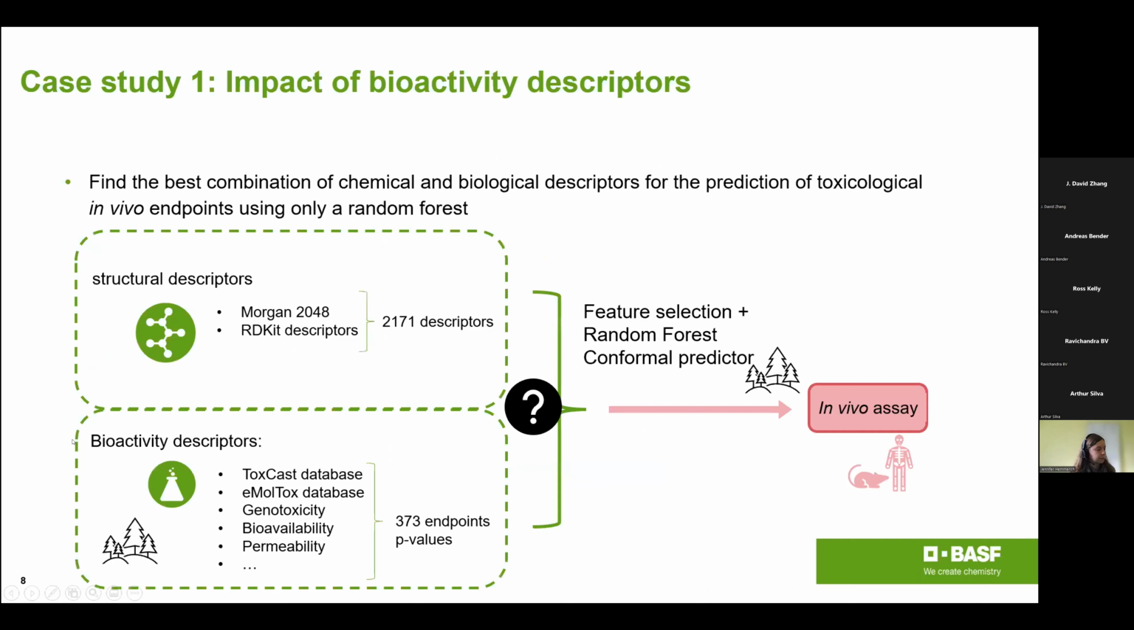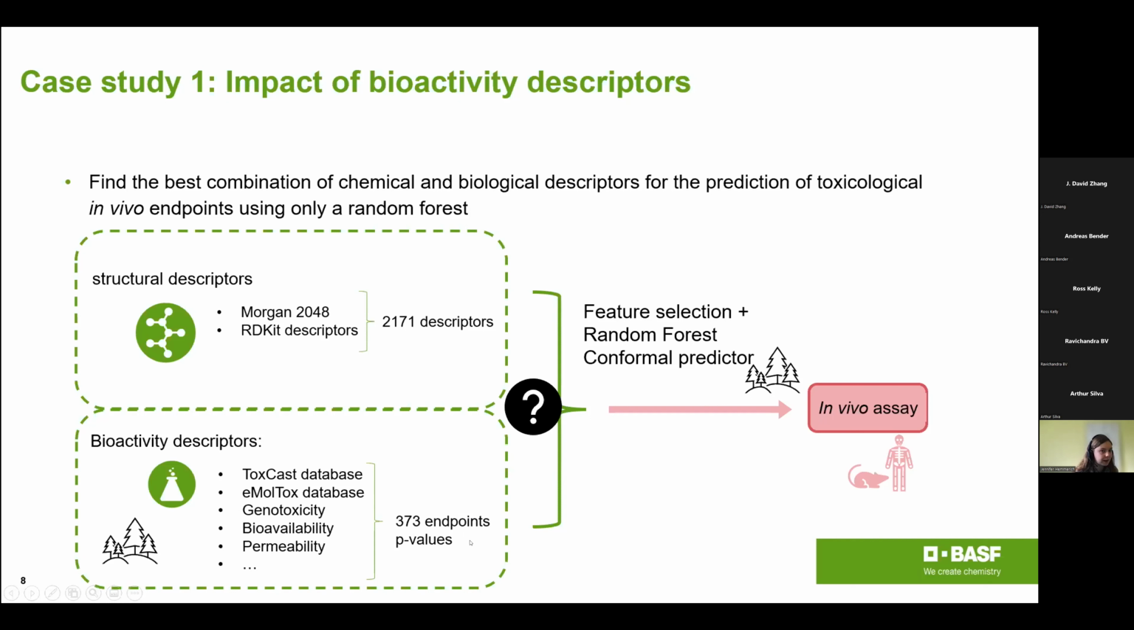So what did we do? In our first case study, we of course wanted to see what we can achieve with these bioactivity descriptors. Are they essentially useful, and are they helping the model to really learn different endpoints better? So we took these structural descriptors, very specifically the Morgan fingerprints with 2,000 bits and the RDKit descriptors, roughly 2,170 descriptors, and joined them onto the bioactivity-based descriptors for all the endpoints that we trained.